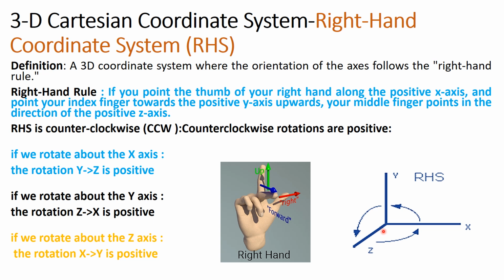RHS, right-hand coordinate system, is counterclockwise. CCW, counterclockwise rotations are positive.